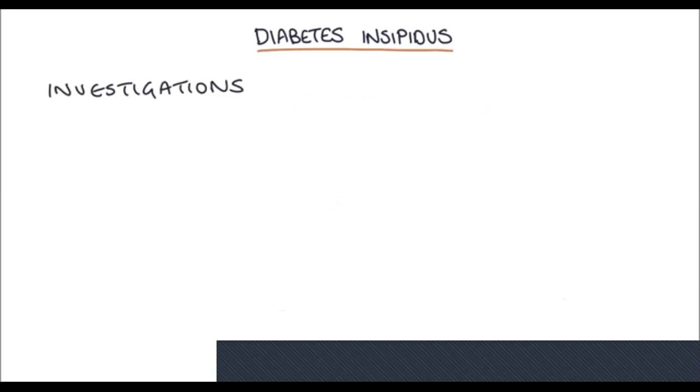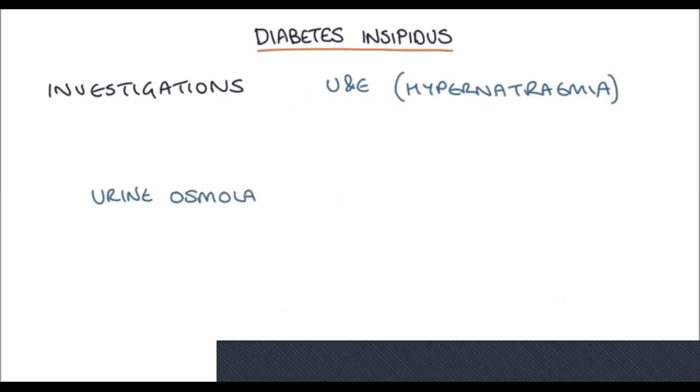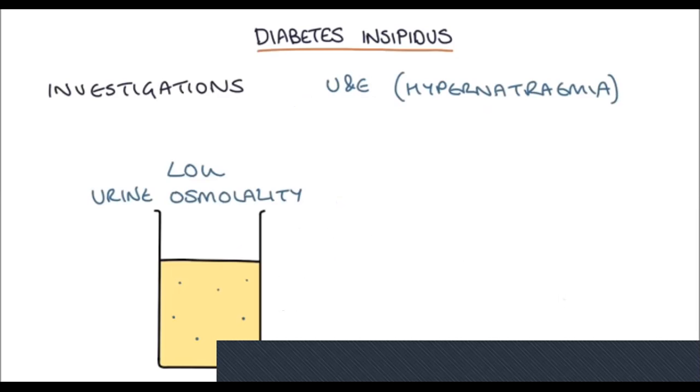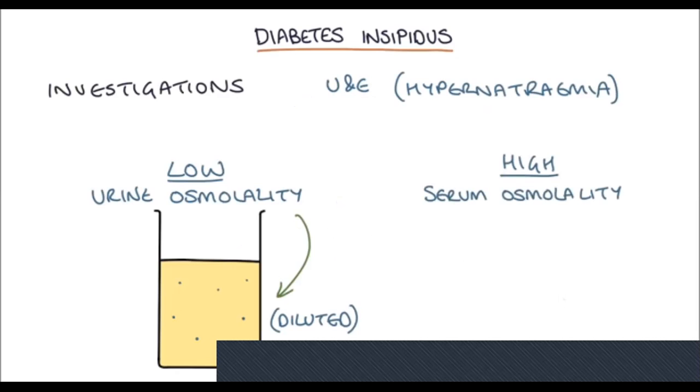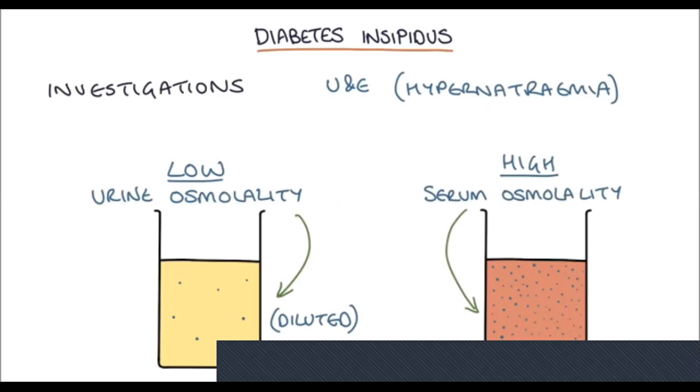How do you investigate them? You can do your urea and electrolytes blood test to check the kidney function and you might find a hypernatremia. You can also check the urine osmolality and you'll find a low urine osmolality because there's a low concentration of solutes in the urine. They've all been diluted by water. And you'll find a high serum osmolality as there's a high concentration of solutes in the blood.